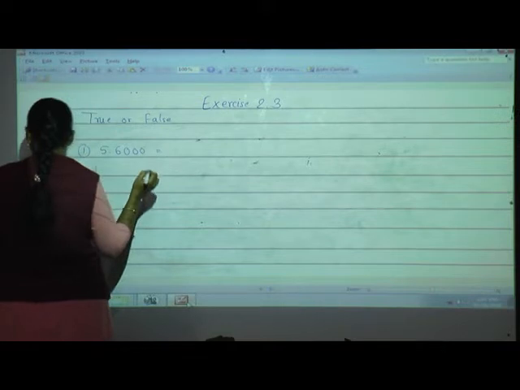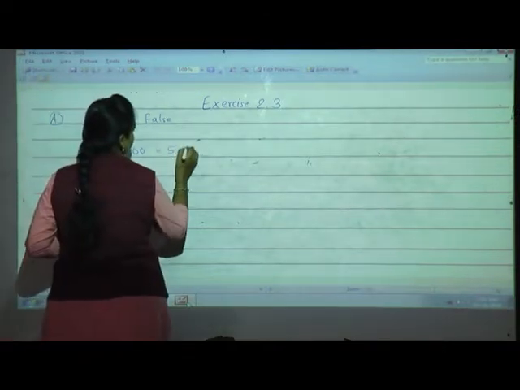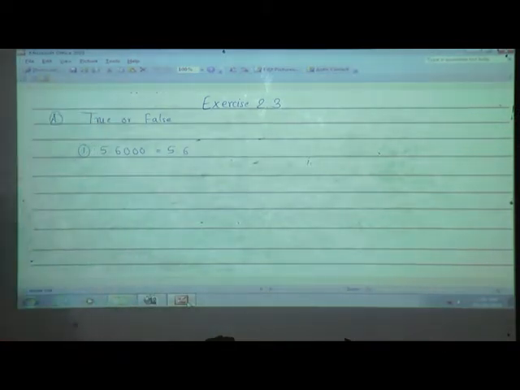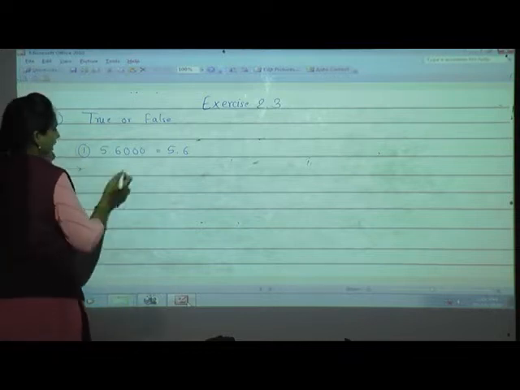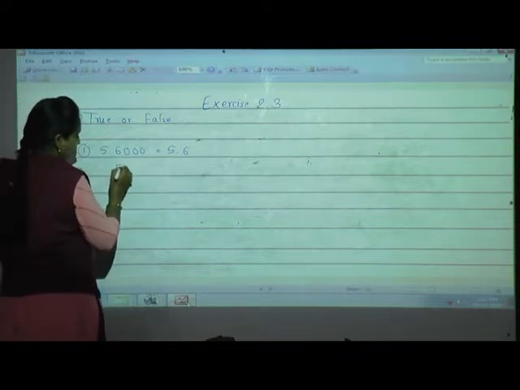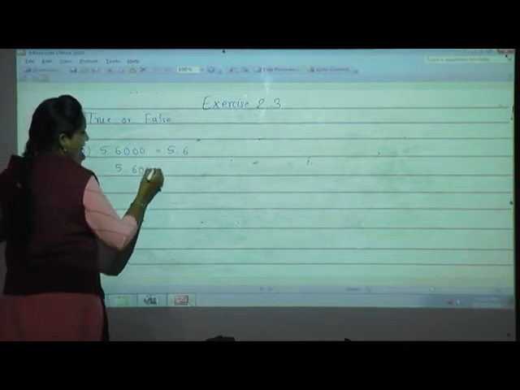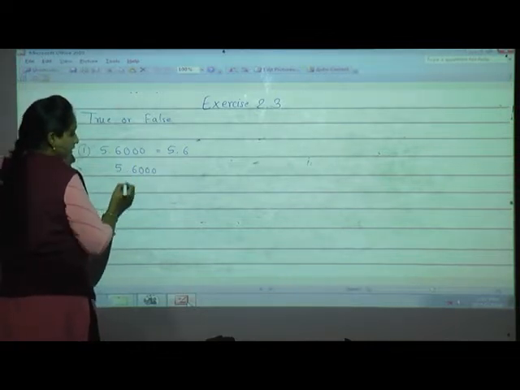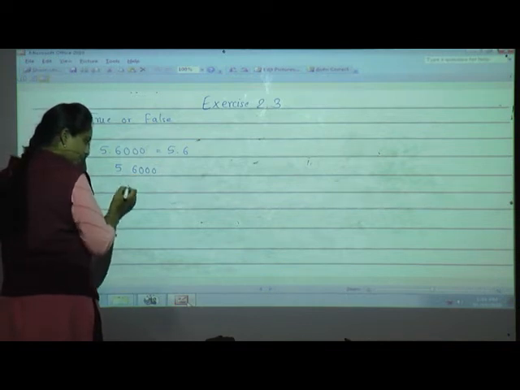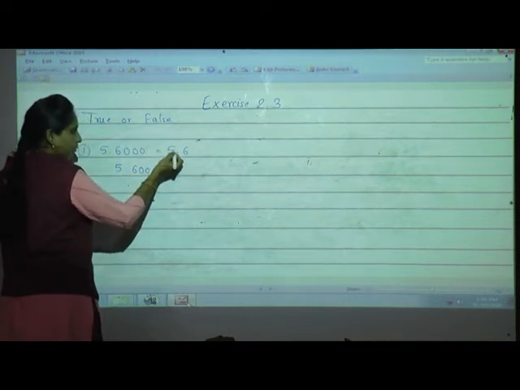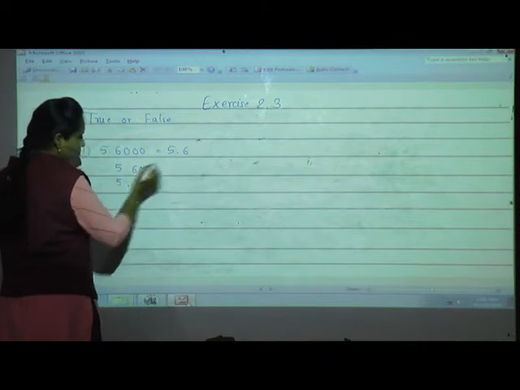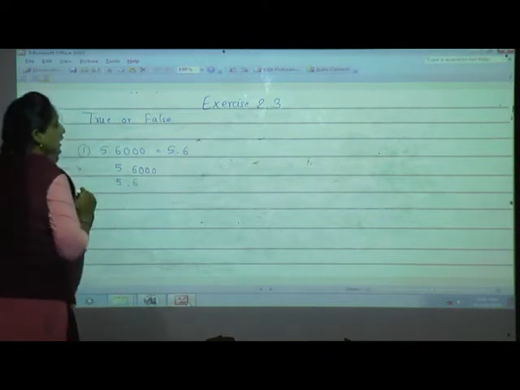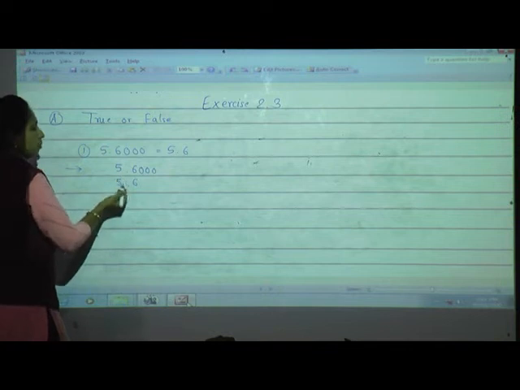5.6030 is equal to 5.6. We have to see whether both the numbers are equivalent decimals or not. So what you have to do first, you can do it directly also, but here I suggest you write once again one below each number with the decimal point. The decimal point should come one below the other. What is before the decimal? 5. And what is after the decimal? 6. Now you can see that before the decimal and after the decimal, the same numbers are there.